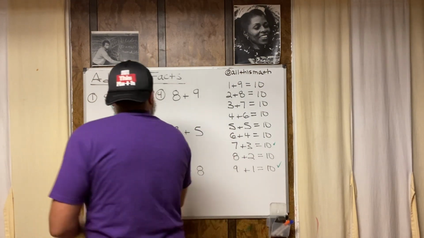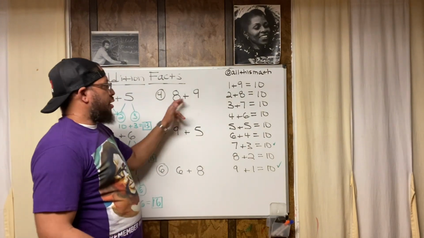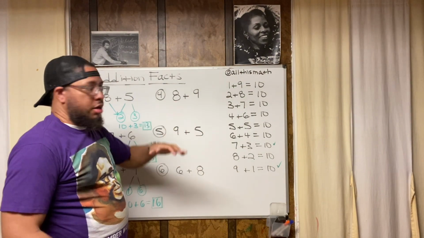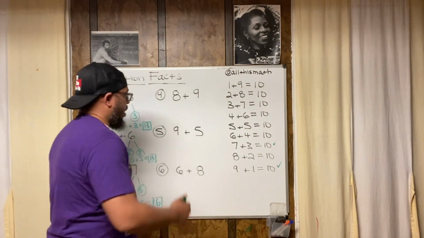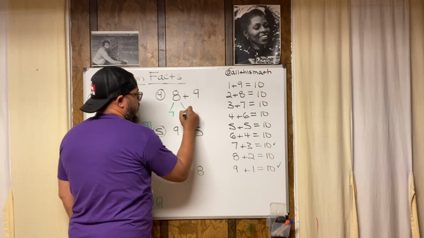Now, number 4. Now we kind of on a roll now. All right, we're getting the hang of this. 8 plus 9, find a smaller number. It's 8. Create a number bond with 8, right? So we break the 8 down into 7 and 1.